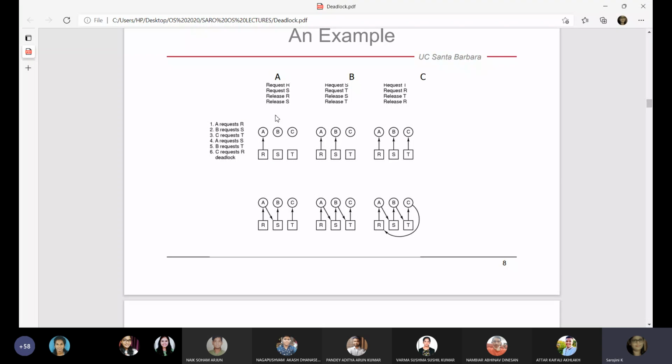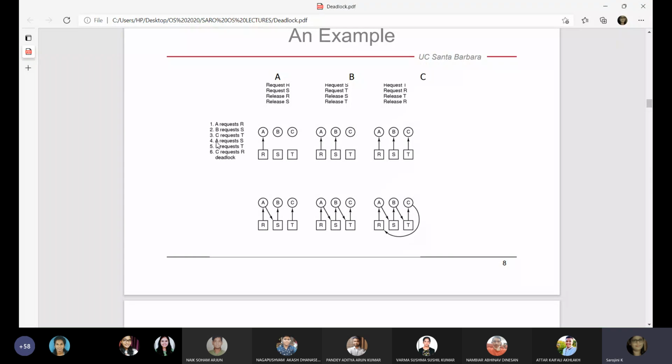Step 1 done. Now after step 1 is done, the picture will be like this. See, R is allocated to A. That means process A is currently holding resource R. What is the next step? B requests S. Will it get it? Yes, it will get it, because S is free now. So that is shown here in this diagram. Now B is holding resource S.